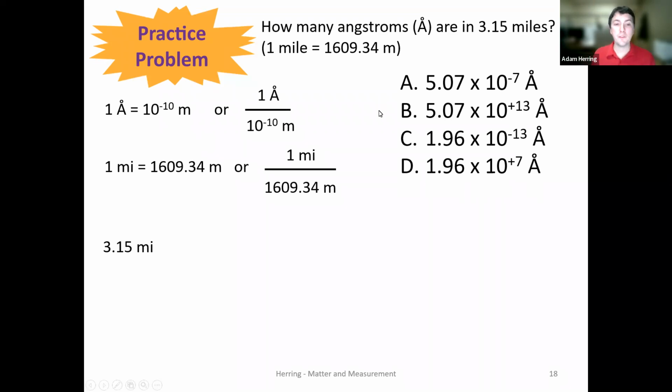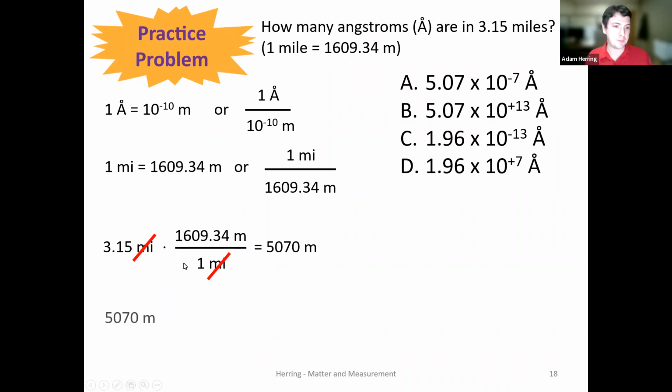So we have 3.15 miles. We need to use these conversion factors in order to convert from miles to meters, then from meters to angstroms. So we have 1,609.34 meters per 1 mile. When we multiply by this factor, the miles will cancel out and we're left with meters, which is 5,070 meters. Notice here that I've rounded our answer to 3 significant figures because we had 3 significant figures on 3.15 miles. However, as you're doing this in your calculator, don't round it yet, only round at the very end.